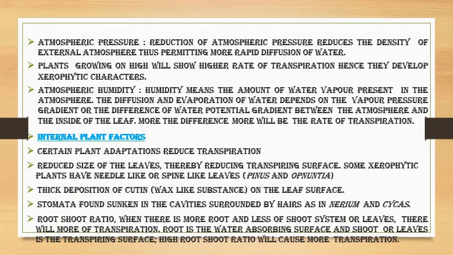Root-shoot ratio. When there is more root and less of shoot system or leaves, there will be more transpiration. Root is the water absorbing surface, and shoot or leaves is the transpiring surface. A high root-shoot ratio will cause more transpiration.